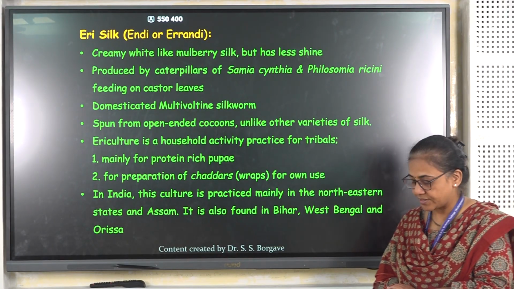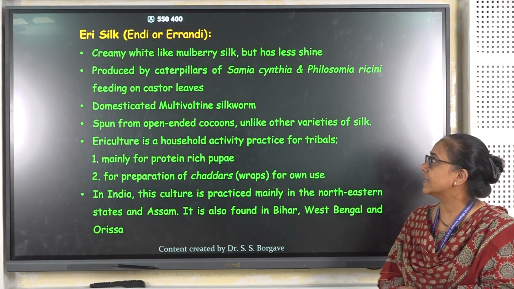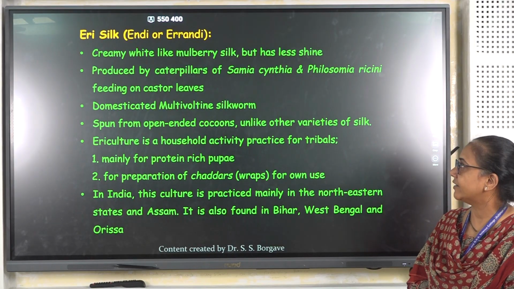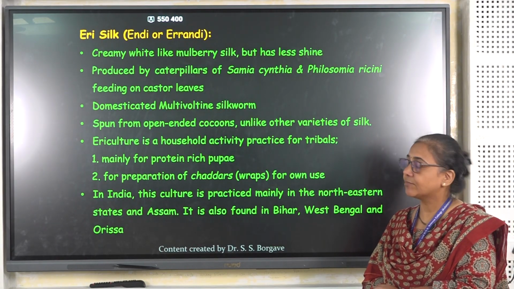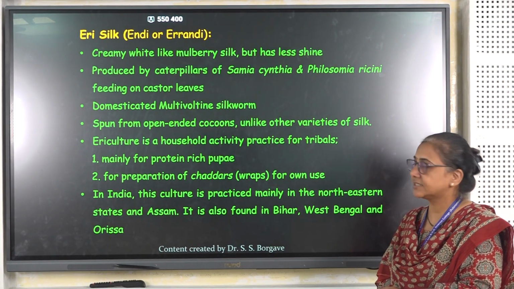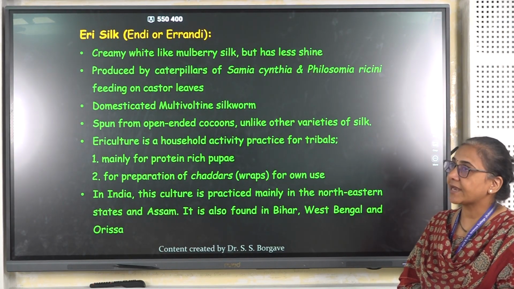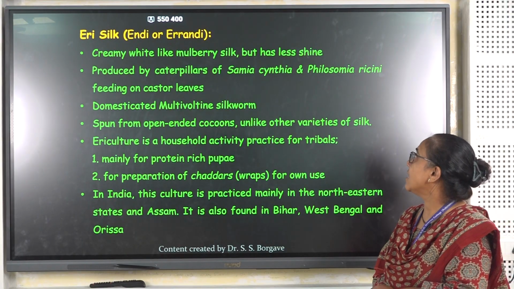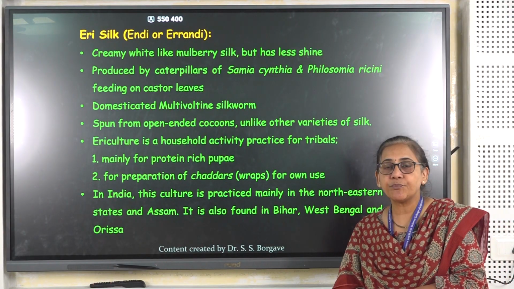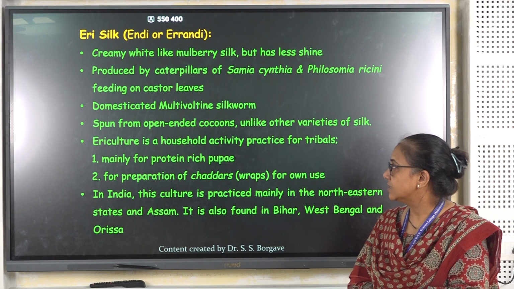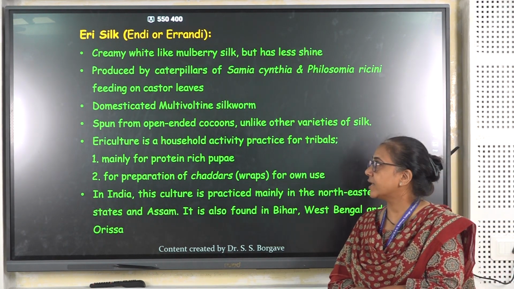The third type of silk that is produced by India is eri silk, which is also known as endi or erendi. It is creamy white like mulberry silk, but it is less lustrous, or it has less shine as compared to mulberry. It is produced by the caterpillars of Samia cynthia and Philosamia ricini, which feed on castor leaves. It is a domesticated multivoltine silkworm.